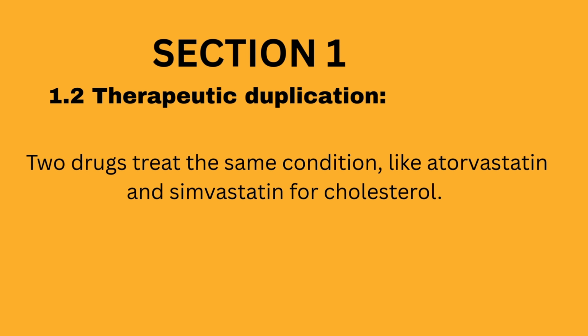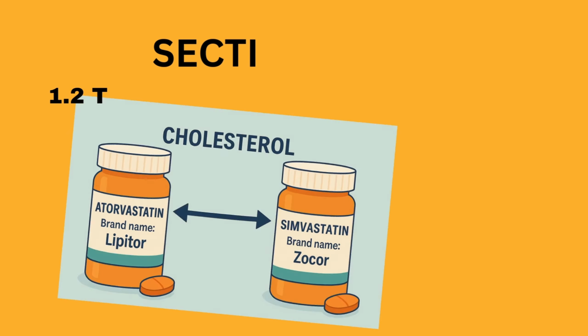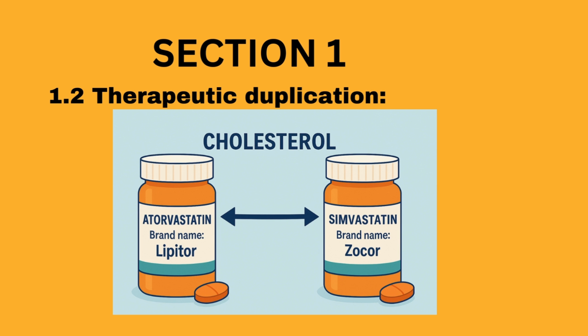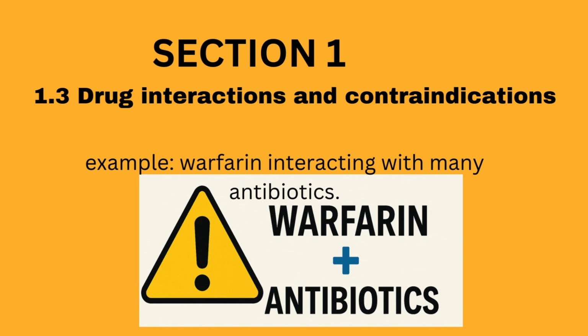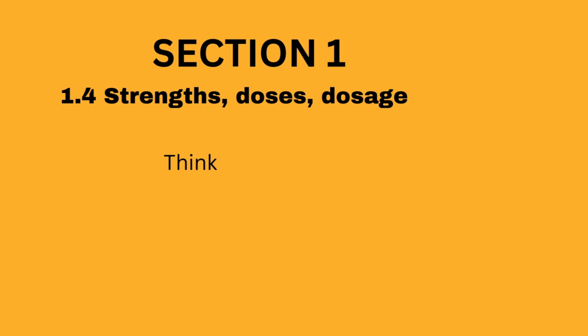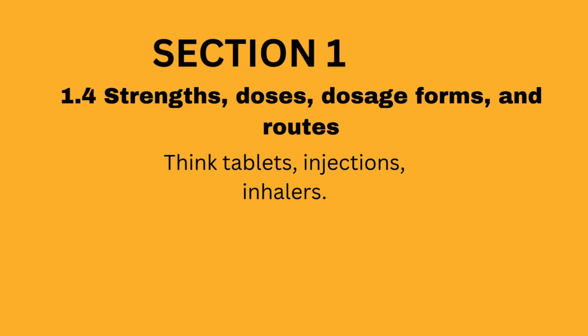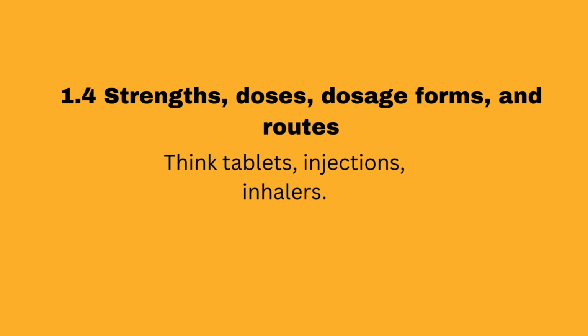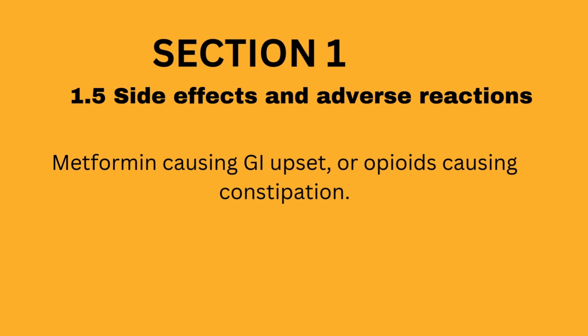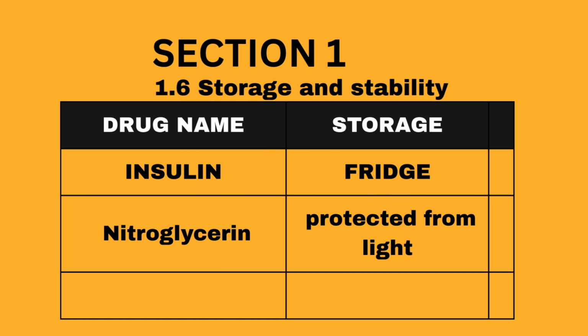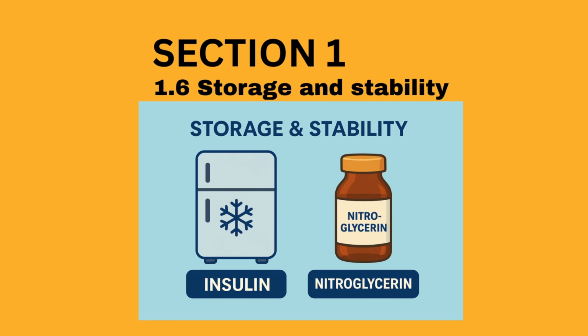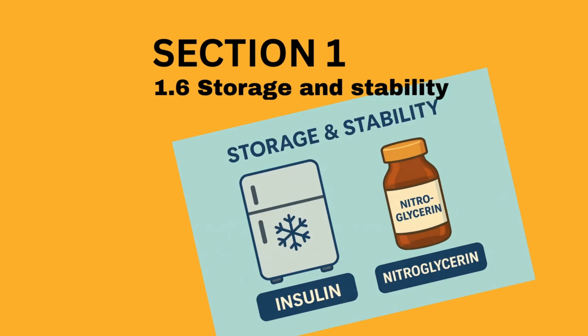Therapeutic duplication, knowing when two drugs treat the same condition, like atorvastatin and simvastatin for cholesterol. Drug interactions and contraindications, for example, warfarin interacting with many antibiotics. Strengths, doses, dosage forms, and routes. Think tablets, injections, inhalers. Side effects and adverse reactions: metformin causing GI upset, or opioids causing constipation. Storage and stability: insulin's in the fridge, nitroglycerin protected from light. This is where flashcards and cheat sheets will really help.